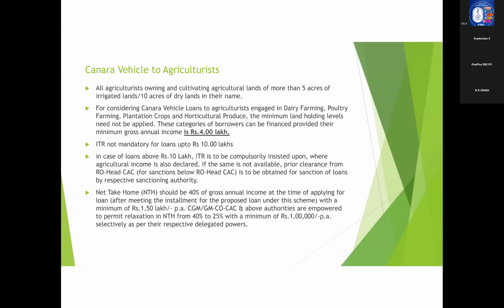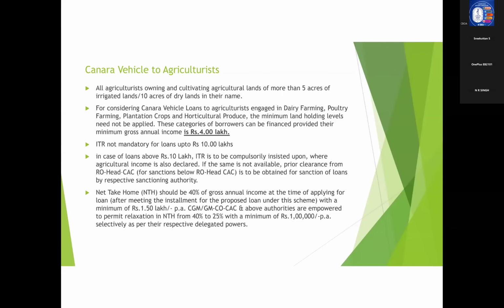I will just tell once again, that is, land holding is same. It is 5 acres of irrigated and 10 acres of dry land. In the case of Canara vehicle to agriculturist, the minimum land holding need not be applicable in the case of dairy farming, poultry farming, and plantation crops, provided their minimum gross annual income is 4 lakhs. Okay, ITR is not mandatory for loans up to 10 lakhs. Above 10 lakhs, it is mandatory, but Arrowhead CSE and above authorities can waive it. And NTH, it is 40% subject to a minimum of 1.5 lakhs.